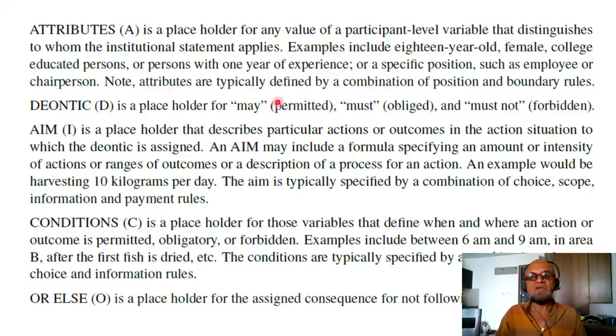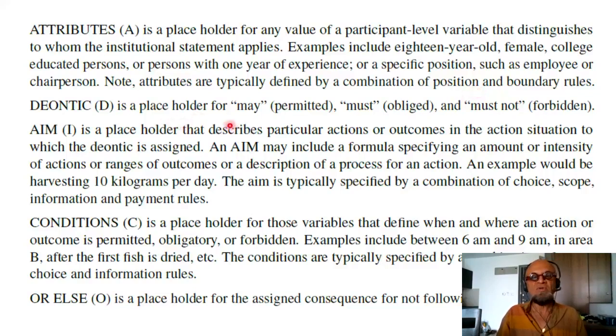Note, attributes are typically defined by a combination of position and boundary rules. So now we go back to our previous chapter about what is your position. Are you an adolescent? Are you an adult? Are you a chairperson? Are you a student? Are you a teacher? And the boundary rules: how do you get admission? How do you get that job? And so on and so forth.